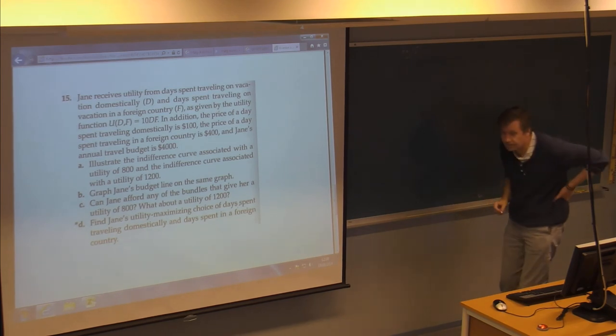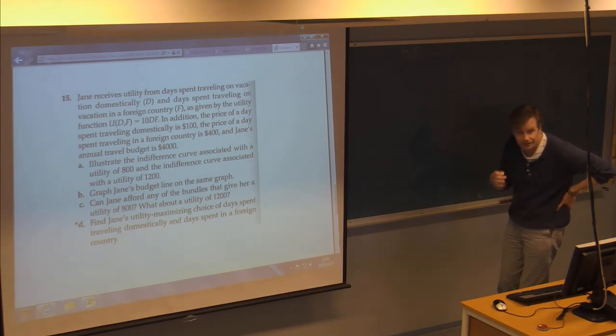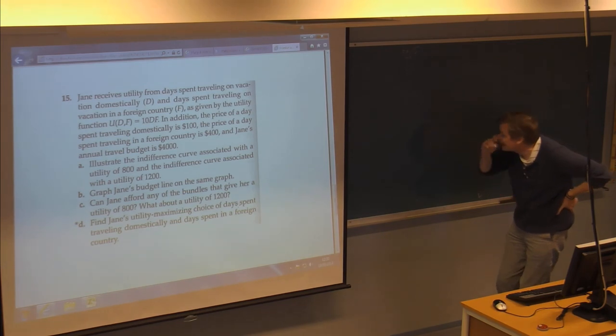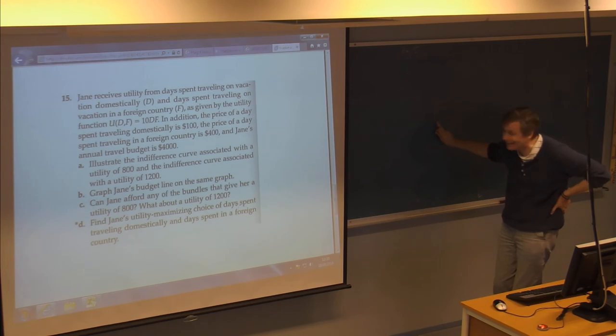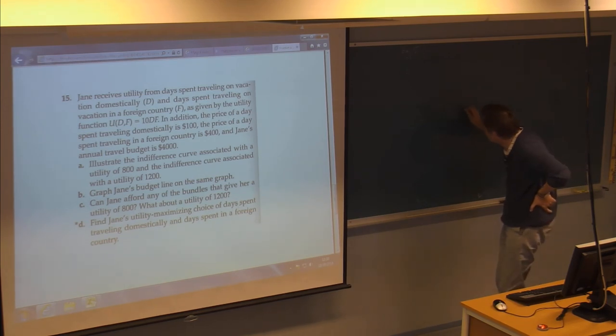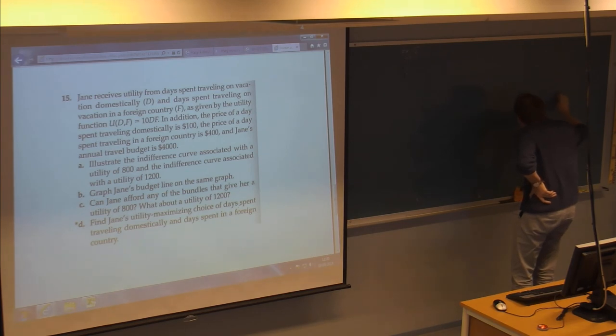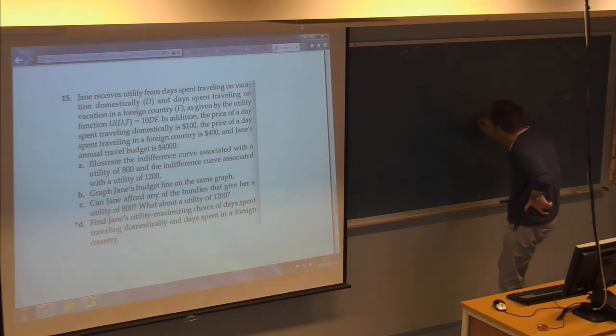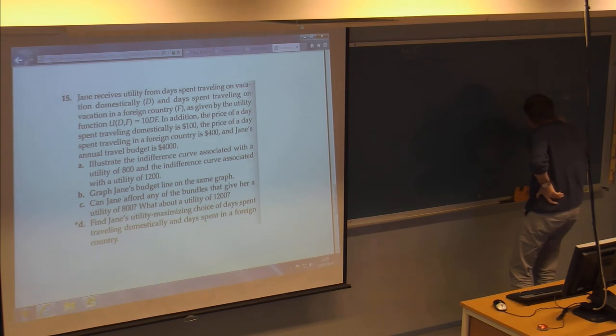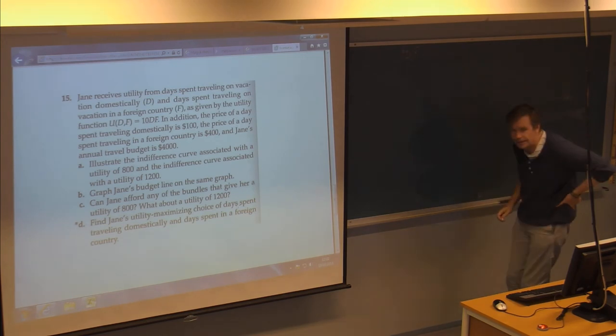The budget line, of course, is the total amount of money used as a function of the kind of good choices the consumer makes. So if F now is the number of days on vacation foreign, outside your own country, and D is a similar construct, which is spent on vacation domestically, then we kind of have our model structure, don't we?